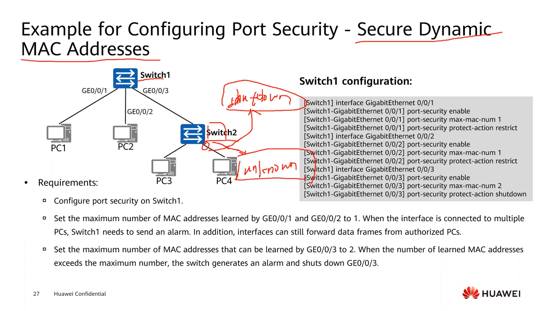It will not be recovered by the command. And actually, by default, if you set the protect action to shutdown and you don't do another config, this port will keep the shutdown status until you undo shutdown by yourself, if you don't do any configurations. But I have introduced another configuration. It is the error down recovery.